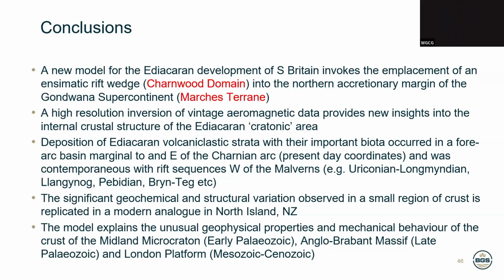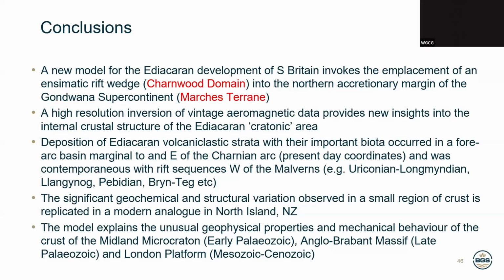We've seen that the deposition of the volcaniclastic strata with their important biota, the Charnian biota, occurred in fore arcs and back arc marginal basins bounding a Charnian arc, which is a rather primitive thing with basaltic andesites. It has a rift in the middle, and it seems to have caldera or granites associated with it. And the development of that blue zone, as it were, was contemporary with rift sequences west of the Malverns. For example, the Uriconian, Longmyndian, and South Wales, these things that you may have visited on field trips.